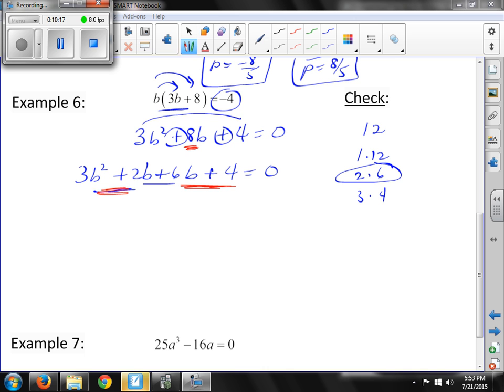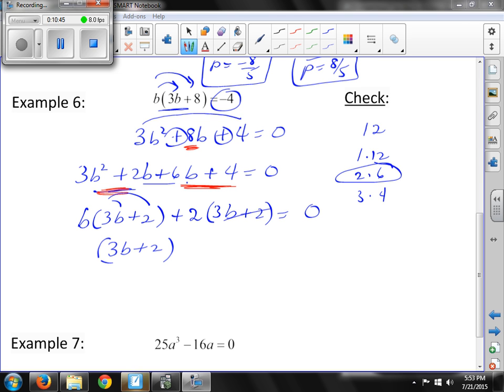these two and these two, I'm going to take a b out of the first pair. That will leave me with 3b plus 2. Let's see, 3b squared plus 2b, that's right. Then I'm going to take a 2 out of that next pair. 2 times 3b makes the 6b, and 2 times 2 makes the 4. So now they have the 3b plus 2 in common. So I'm going to group together what's left, which would be the b plus 2.